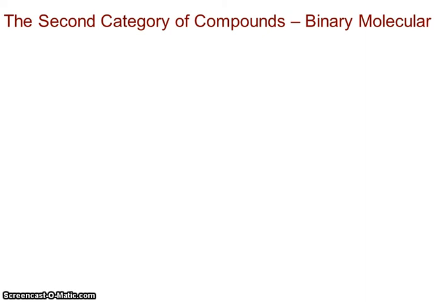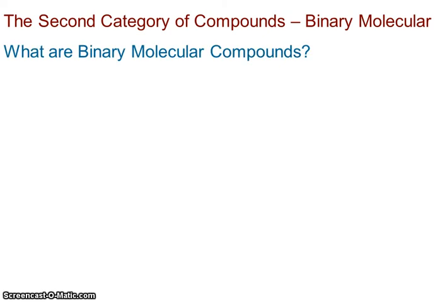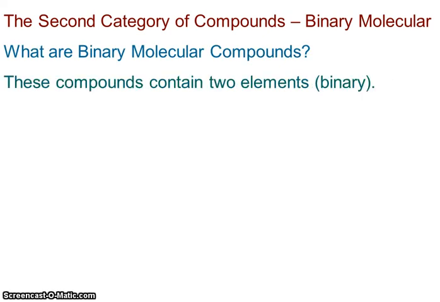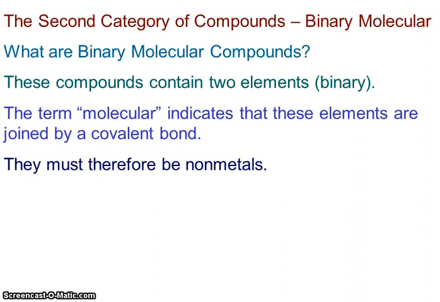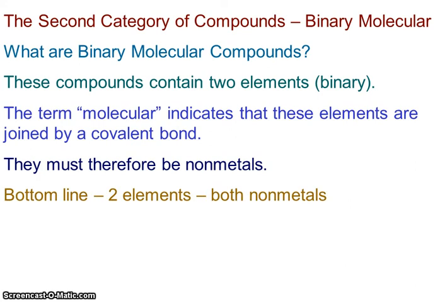Again, binary means only 2 types of elements, and in this case the molecular part means that we have covalent bonding. When we have covalent bonding, that almost always means we have nonmetals. It's not 100% true all of the time, but it's generally a good rule of thumb to assume that if we're covalent, we're all nonmetals. And so essentially this means that if I see a binary molecular compound, it will have 2 elements that are not metals being bound together.